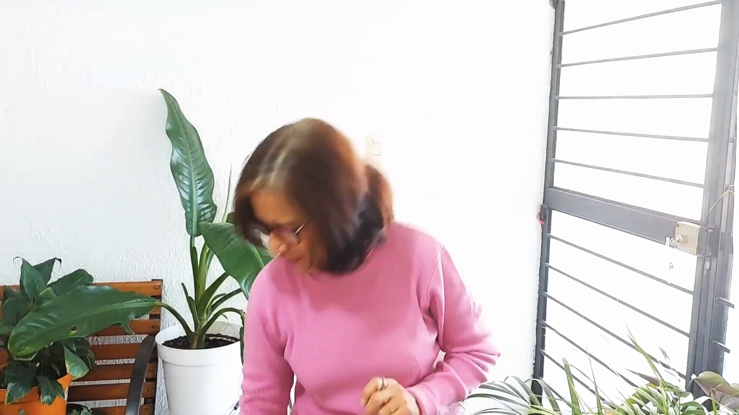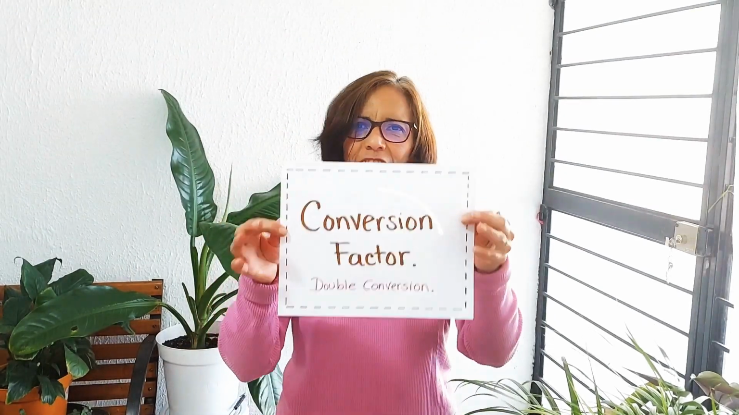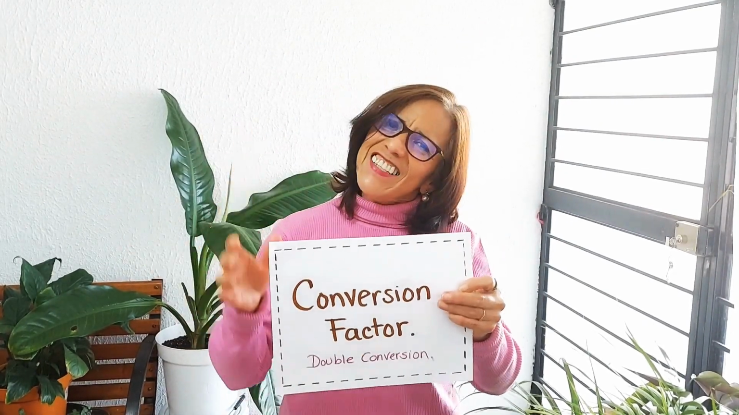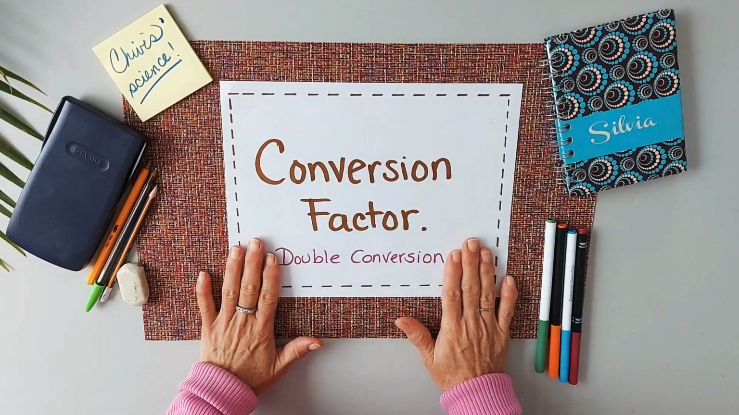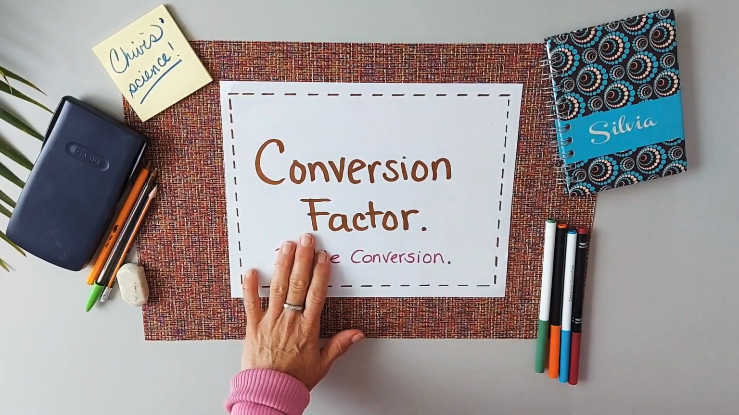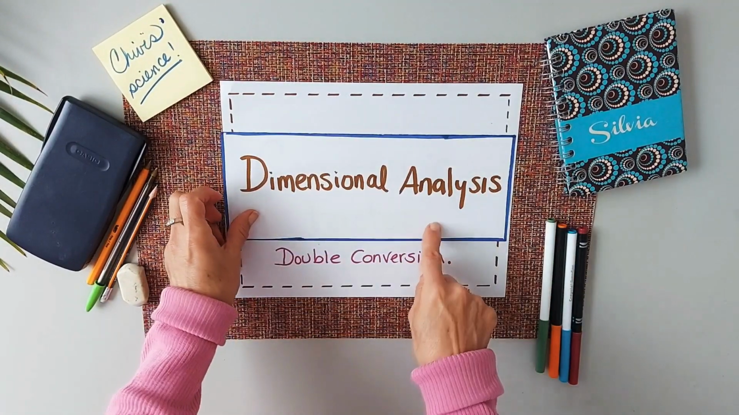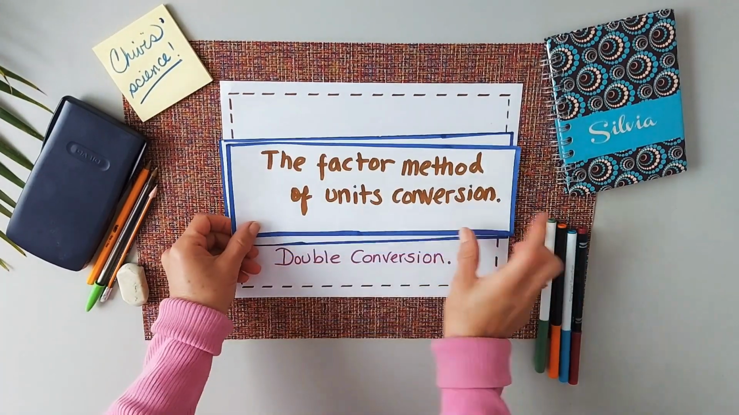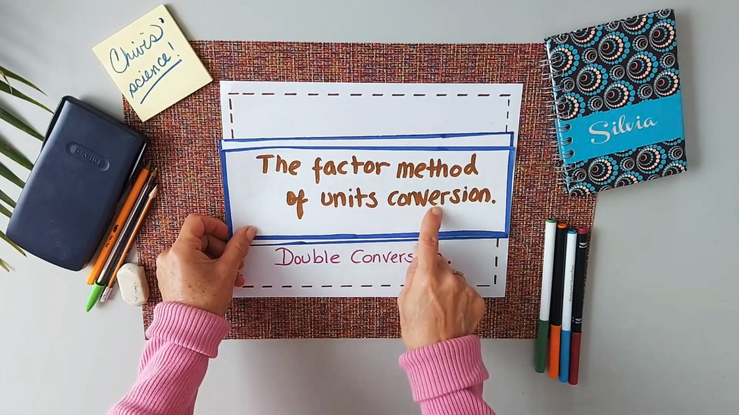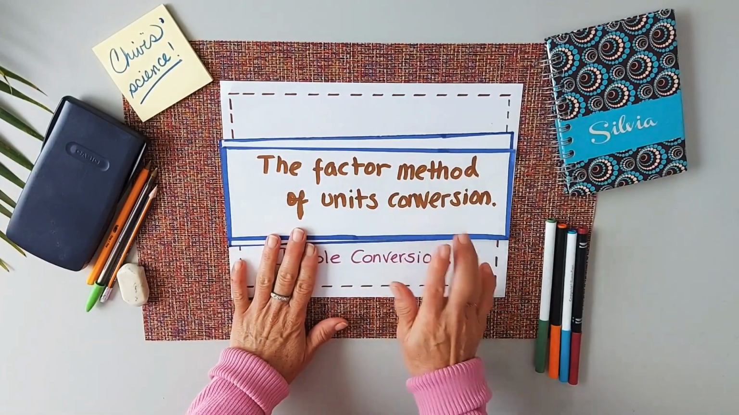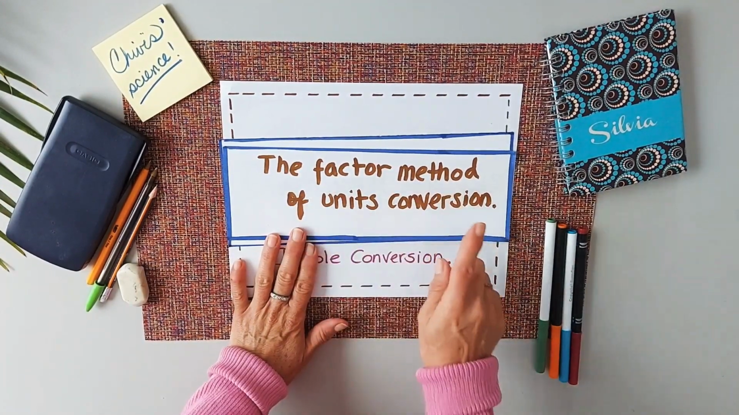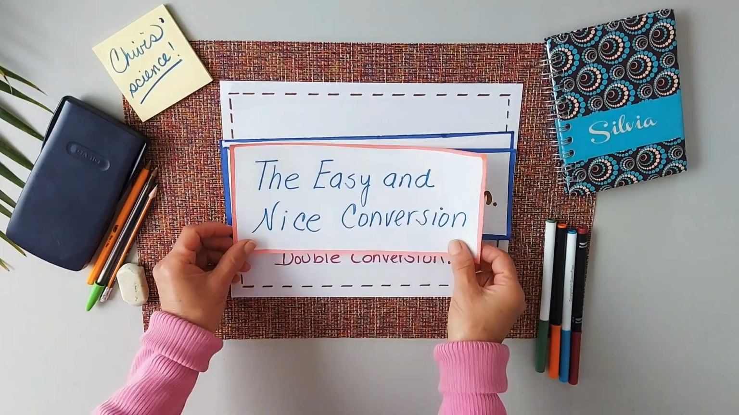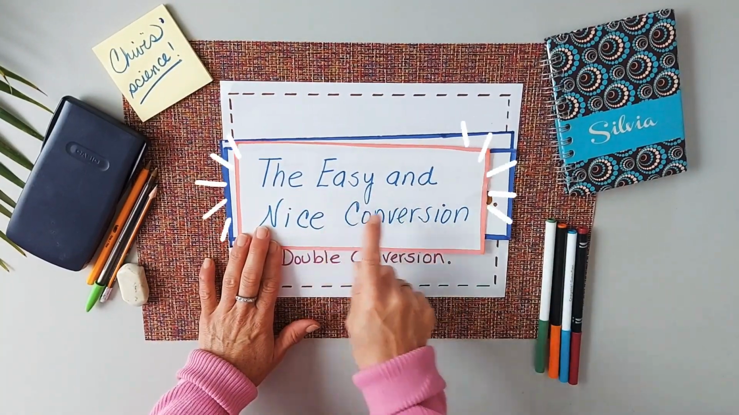Now we are going to explain how to solve problems with a double conversion factor. Okay, ready? Let's get started. Some people call this process dimensional analysis, and others call it the factor method of units conversion. But now we are going to change those names and call it the easy and nice conversion.